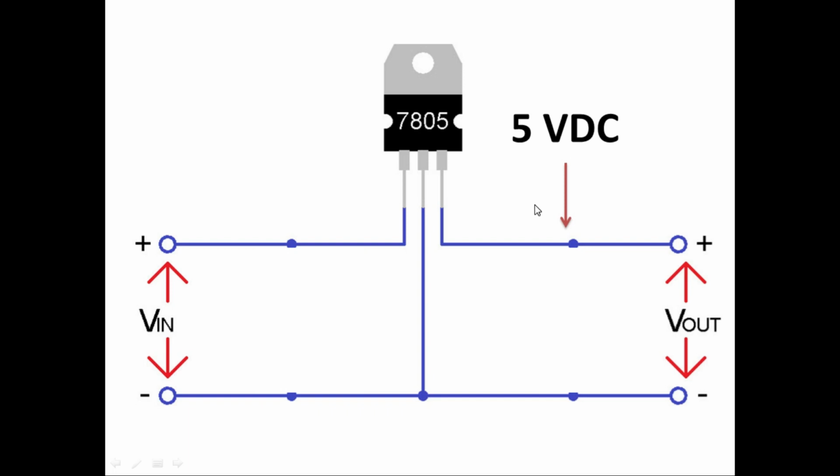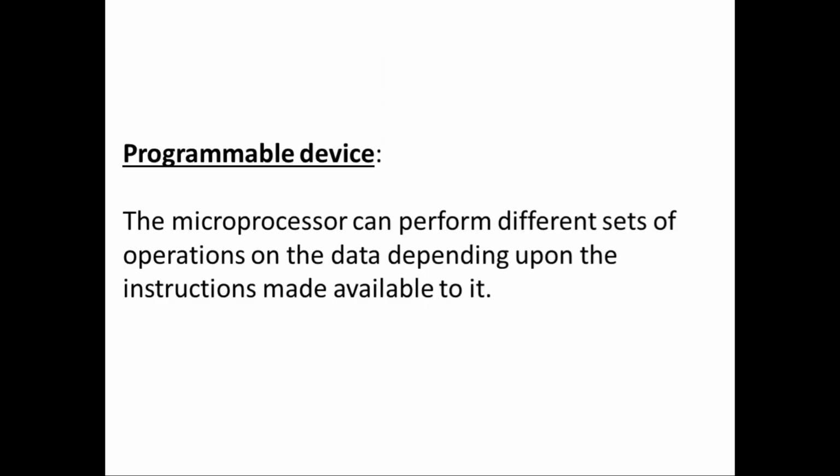Hence, we can say that 7805 is a device which has a static functionality and its functionality will never change throughout its lifetime. Whereas, it is not the case when it comes to microprocessor systems. The functionality of the microprocessor system can easily be changed based on the instructions and the code that is written on the memory of these systems. Hence, we can say that microprocessor systems are programmable systems such that their functionality can easily be changed by changing the program that is written on their memory.